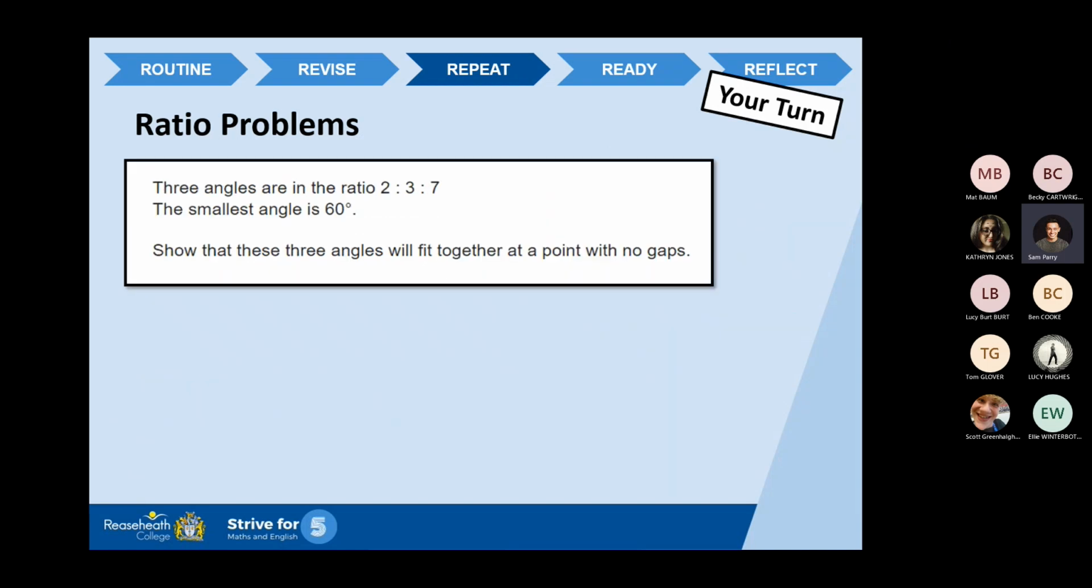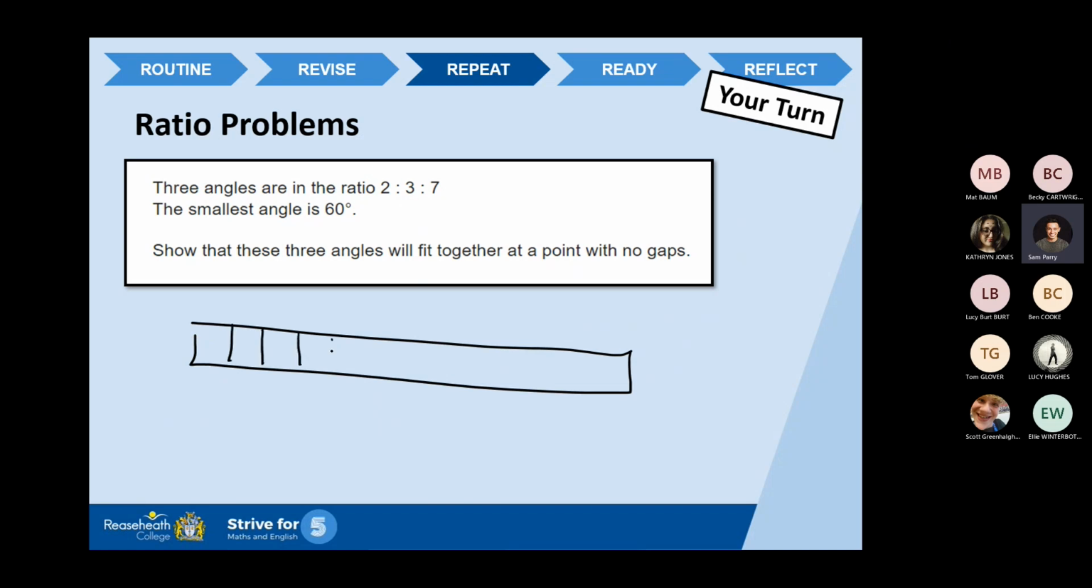Right, let's finish the ratio stuff with these 2 questions now. So 3 angles are in the ratio 2 to 3 to 7. So we're going to draw a bar. 2 to 3, that's 5, 7, that's 12. So 1, 2, 3, 4, 5, 6, 7, 8, 9, 10, 11. Squeeze that in at the end. So it's 2. There's the 3, there's the 7.